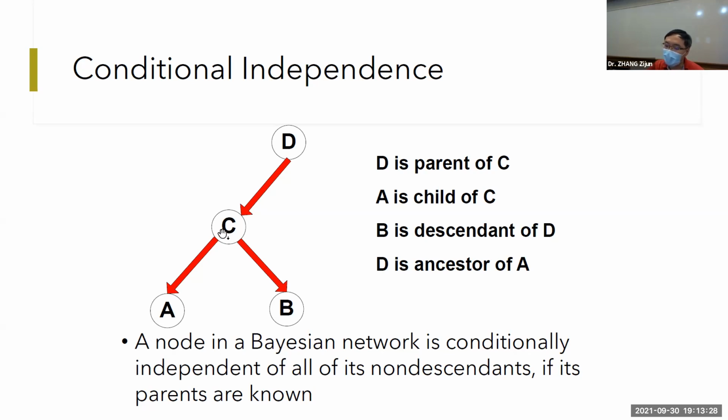And C is pointing to A, and C is also pointing to B. So we can say A is the child of C, B is also a child of C. So C is the parent of A, and meanwhile, C is also the parent of B.